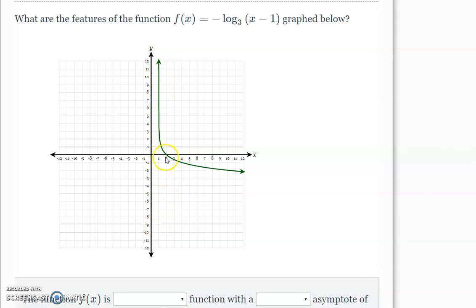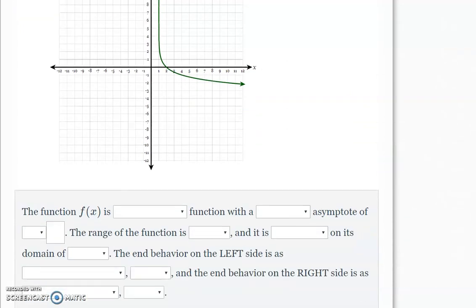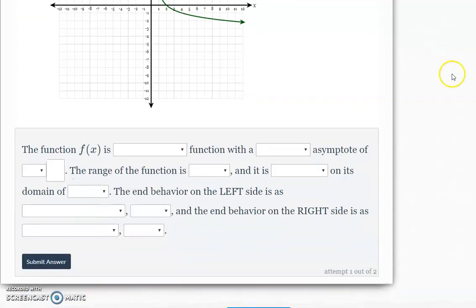We can look at the x-intercept as something we can analyze. We can look at the horizontal shift here where this is being moved right 1. We can look at this negative and say this is flipping it across the x-axis. But really, we don't just need to randomly tell the features. It gives us drop-down menus. So the function f of x is, let's see what they want to know. It's logarithmic. It has a log in front of it.